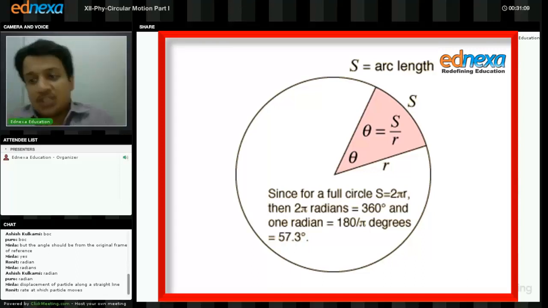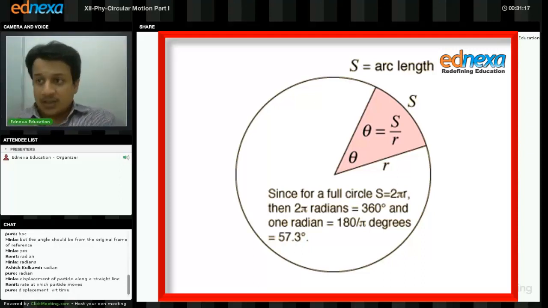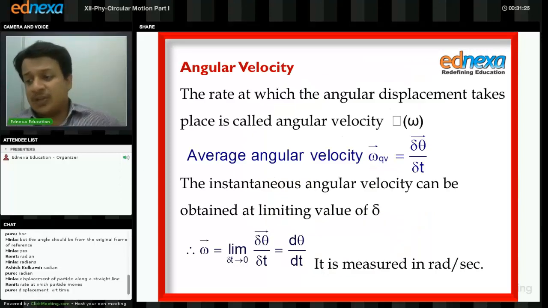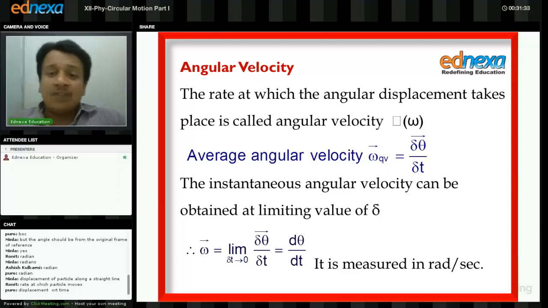What is the formula of velocity? Okay, Ronit typed: rate at which a particle moves. Is it right? Or the definition which we discussed, that is the rate of linear displacement, or the basic formula, displacement with respect to time. Correct. Displacement per unit time. Over here, angular velocity. Obviously angular velocity is angular displacement per unit time.